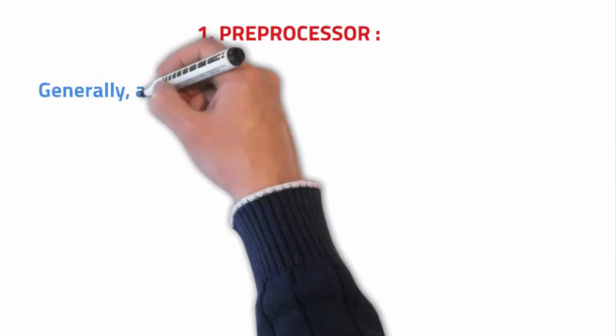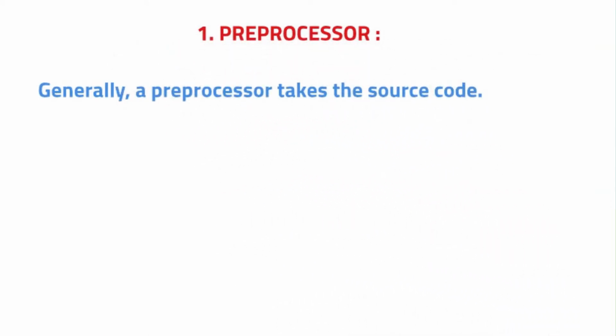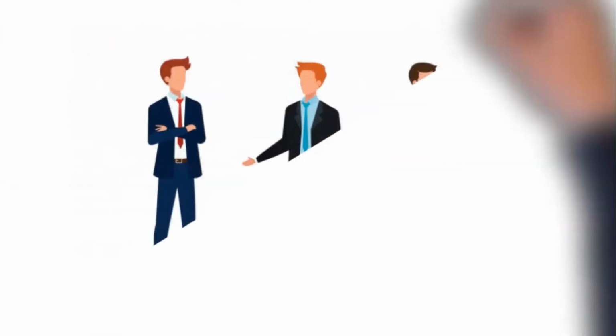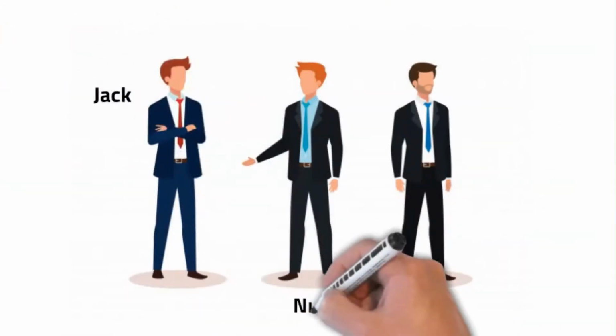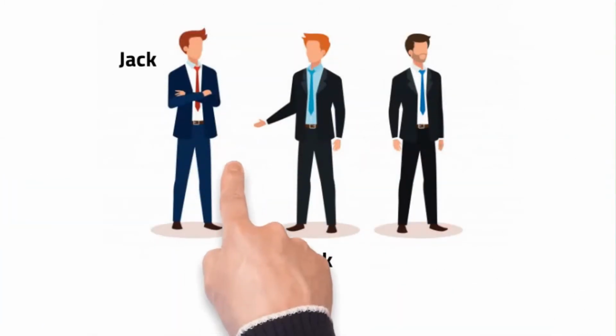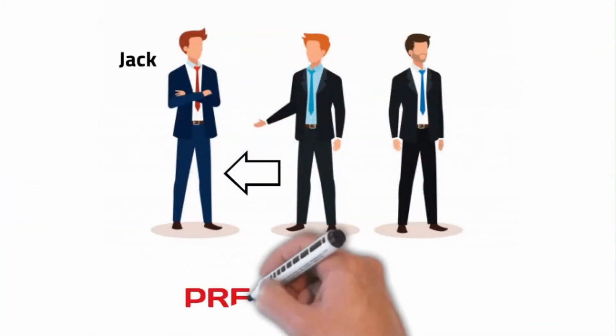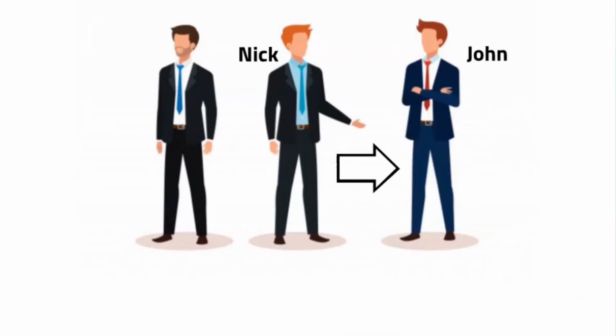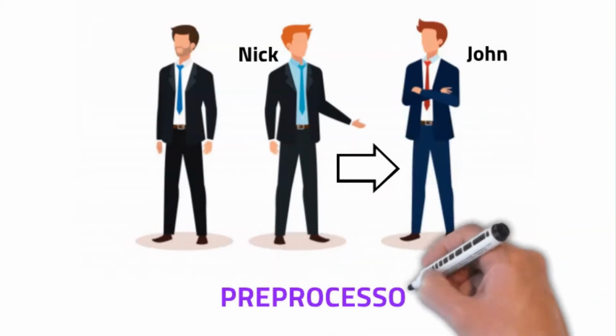Let us observe it in a general way. Preprocessor. Generally, a preprocessor takes the source code. That is, it will take input from the user. Here, let us consider again Jack, Nick, and John for the preprocessor example. Jack messaged Nick saying, hello guten Morgen, guten Tag in the German language. So, Nick will take it as an input from Jack. So, here we can mention it as a preprocessor. Again, Nick gives that message to John. That means Nick is giving input to John. Here also, in general, it is considered as a preprocessor.